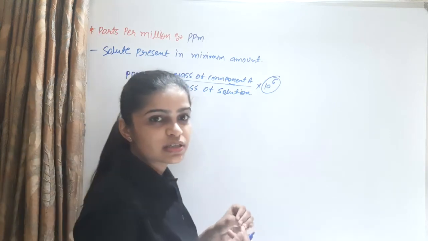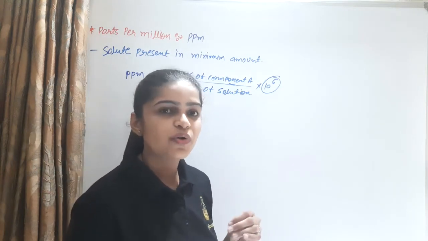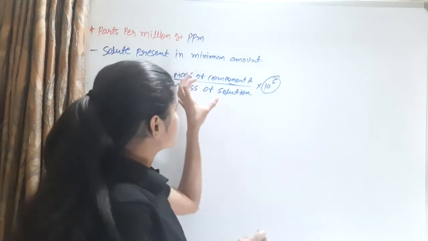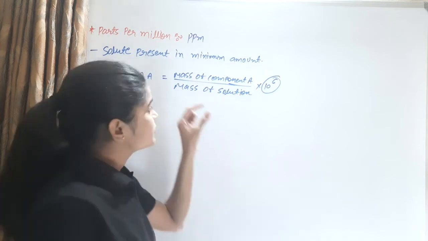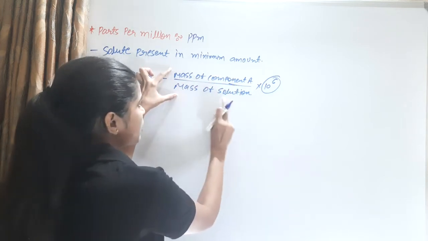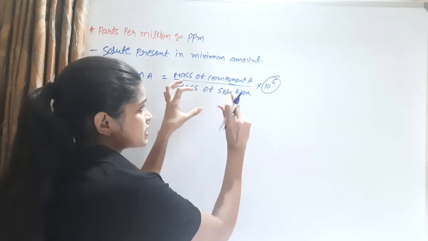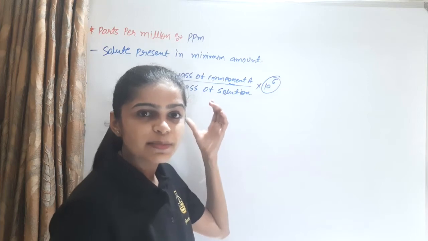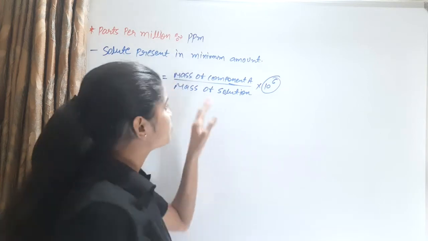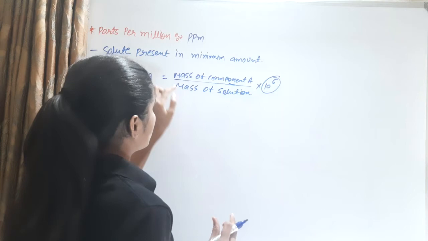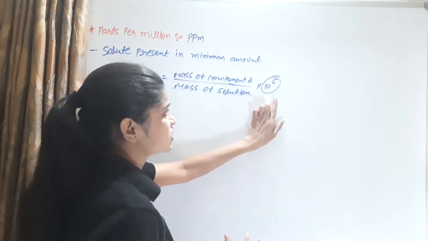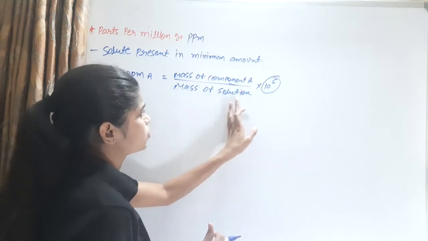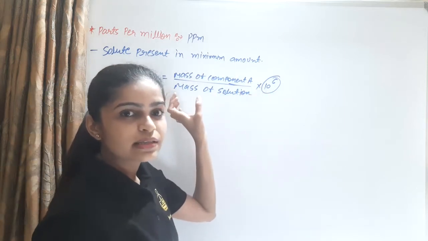In the previous lecture, we discussed percentage weight by weight, percentage volume by volume and percentage weight by volume. Same as this, ppm is expressed in these three ways. That is the mass of component A upon mass of solution, which is the weight by weight, multiplied by 10 raised to 6. Same as the volume: volume of component A upon volume of solution multiplied by 10 raised to 6. In the third way, mass of component A divided by volume of solution into 10 raised to 6. So that is the ppm.